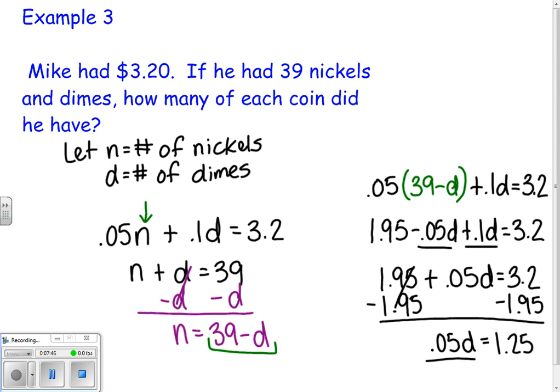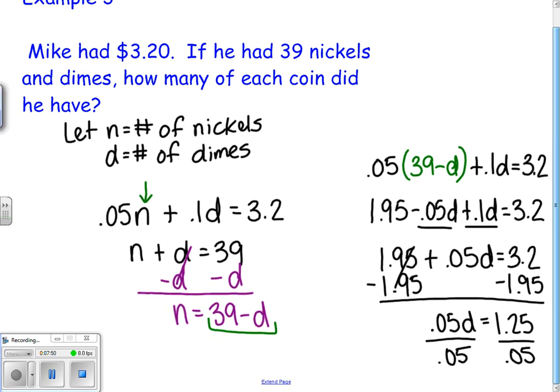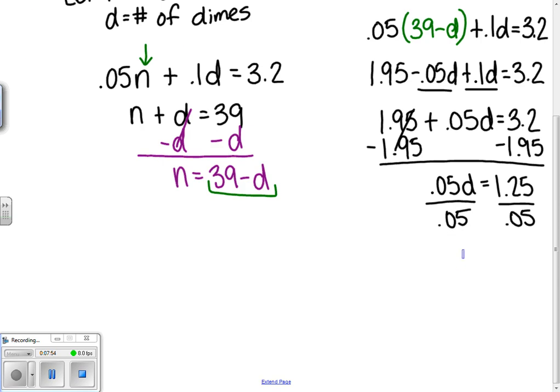And if I divide both sides by 0.05, oops, sorry about that, I get d equals 25.